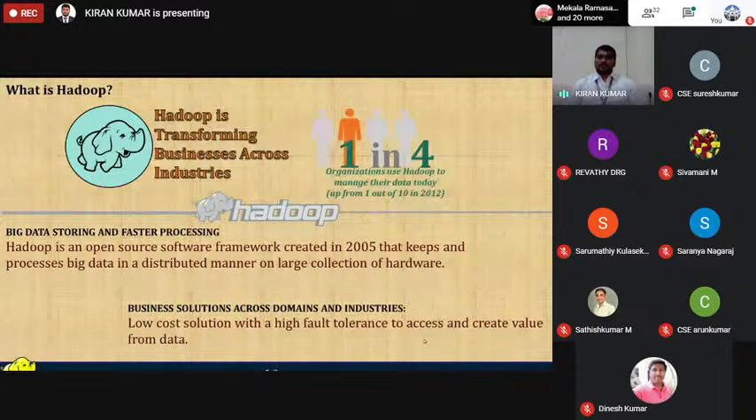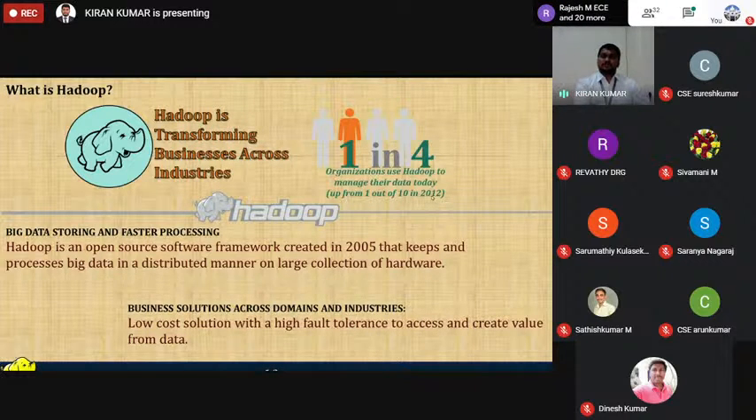So what is Hadoop? Hadoop is transforming the business across the industries. I told you this statistic for the year 2012, but now in the year 2020, you can assume almost 7 or 8 out of 10 are in the Hadoop framework. Almost every industry is using it for one reason or another. They are not directly using this framework to run their business, but always the industries are using Hadoop as a framework to capture the data.